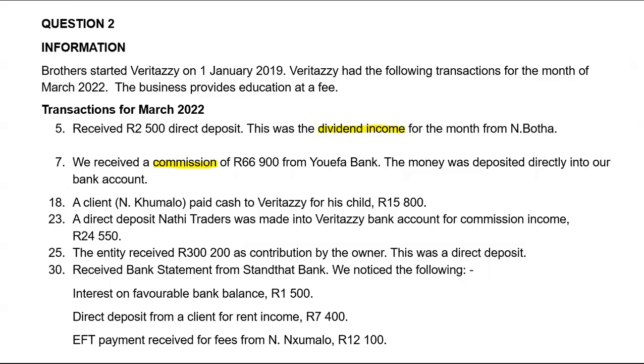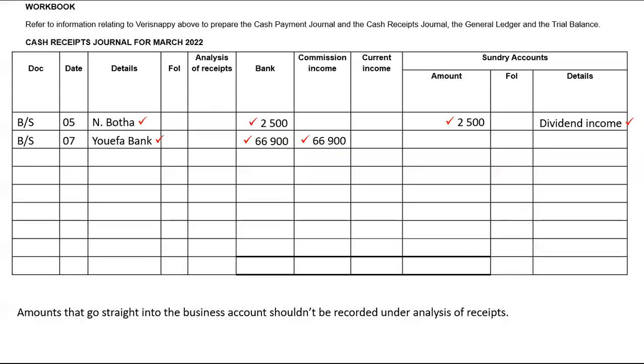On the 18th, a client, N Kumalo, paid cash to Veritas for his child, which is 15,800. So we provided educational services to N Kumalo and N Kumalo paid us. So we received that money and it will be recorded in the CRJ. Now, when we record it in the CRJ, because it was a cash amount, it was not deposited directly into our bank account. Our source document will be a receipt. So I will simply write receipt 1.